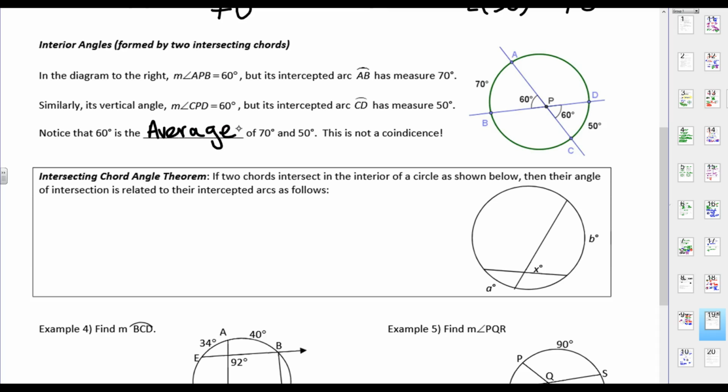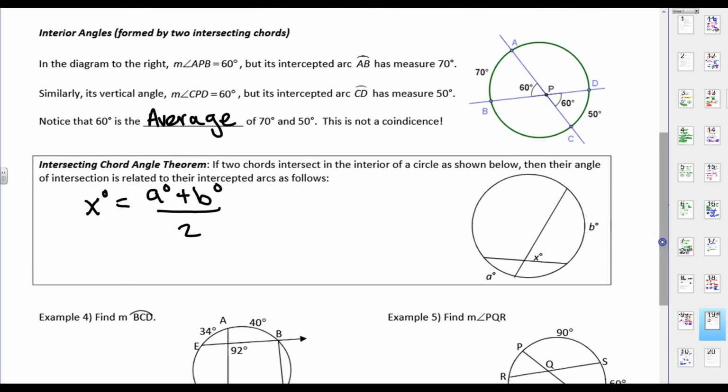The intersecting chord angle theorem states that if two chords intersect in the interior of a circle as shown below, then their angle of intersection is related to their intercepted arcs as follows. Namely that x degrees is going to be equal to the average of A and B, right? So angle x is equal to (A plus B) divided by 2.